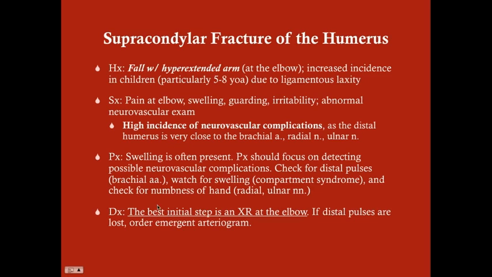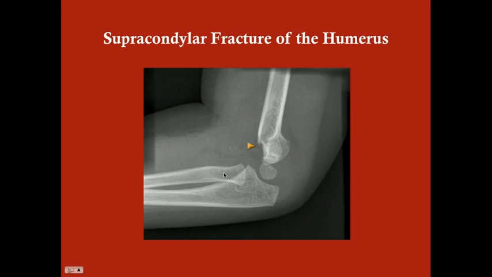But for the most part, it's just going to be really important for you to remember that children falling on outstretched arms and hands are at high risk for this supracondylar fracture of the humerus, especially if the pain is in the elbow, and that it's extremely important to check for possible signs or precursors to compartment syndrome. So here's the supracondylar fracture of the humerus. The condyles are right here, and this is the end of the shaft. So it's slightly dislocated as well.